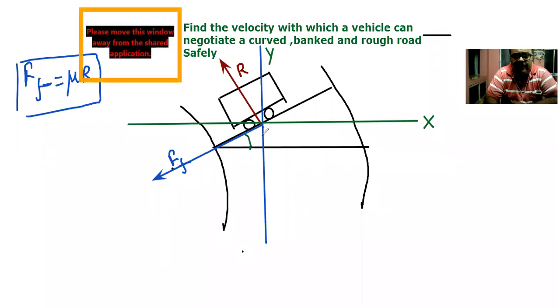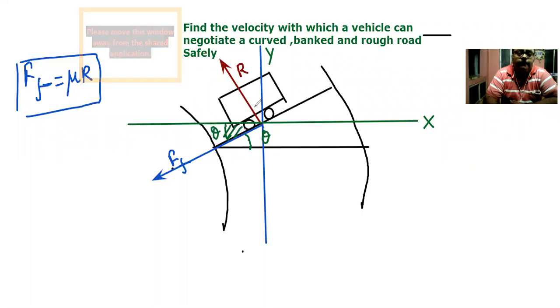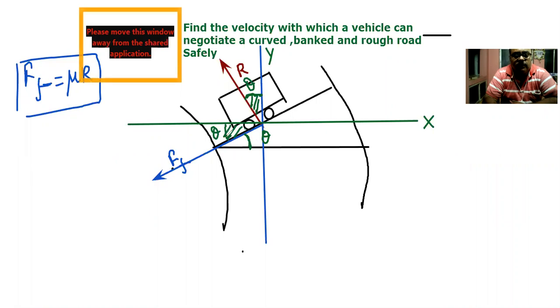Now this is theta. Theta is the angle of banking. The inclined plane is making an angle theta with the horizontal. So I can easily draw this to be also theta, because this is the alternate angle. This is your reaction, so this will also be theta. That is, the reaction makes an angle theta with the vertical. This angle will be 90 minus theta, so ultimately this angle will be equal to theta. So this is how this comes to be theta.